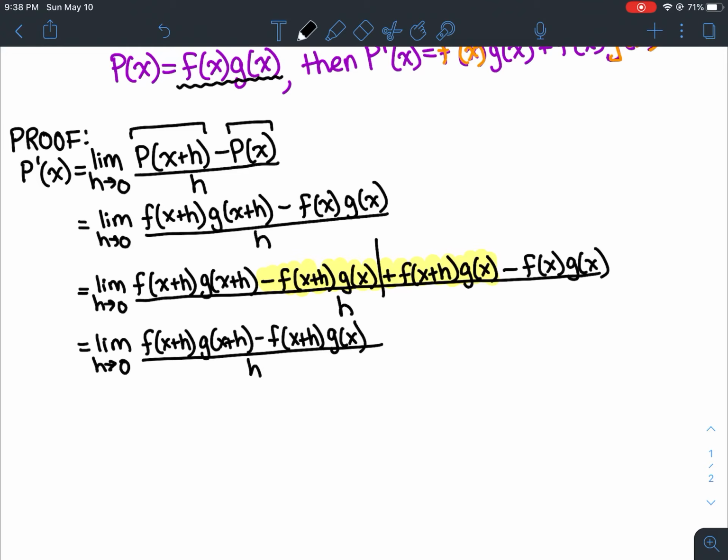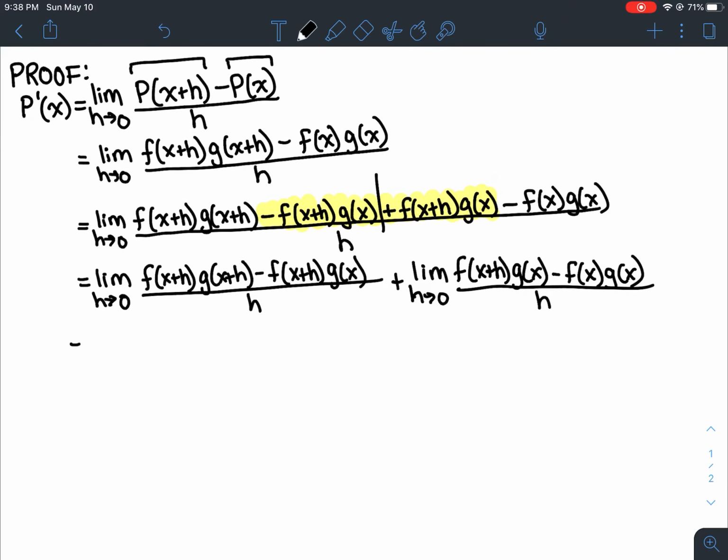And then our second one is going to be plus another limit as h goes to 0, and then we're going to do the second half, so f of x plus h times g of x minus f of x, oops, I wrote g. Okay, minus f of x times g of x, all divided by h.